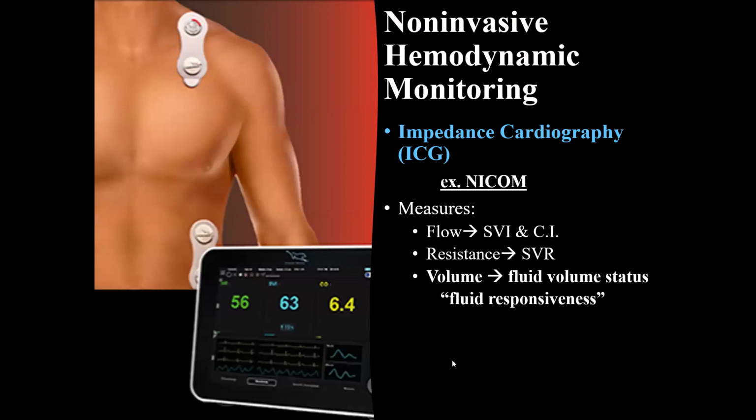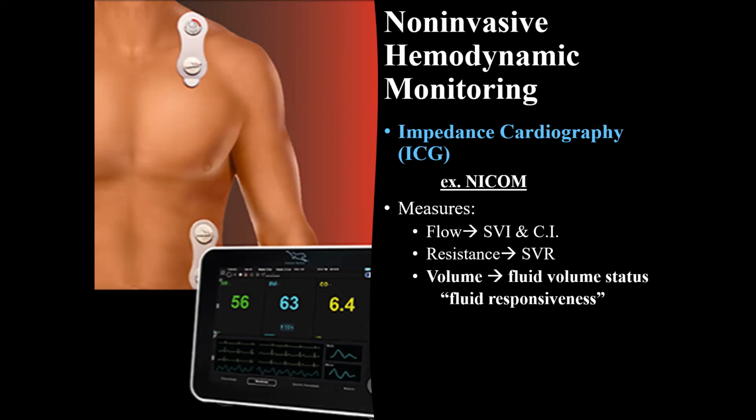So this is the one that I kept saying you'll probably see more often than not. It's called impedance cardiography. On the left side of the chest they have patches, and on the right side of the chest they have patches that match. So there's 4 total. And what we can do is measure flow: stroke volume index and cardiac index. We can measure SVR.